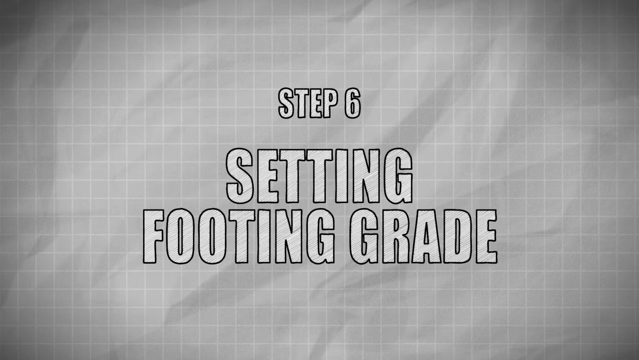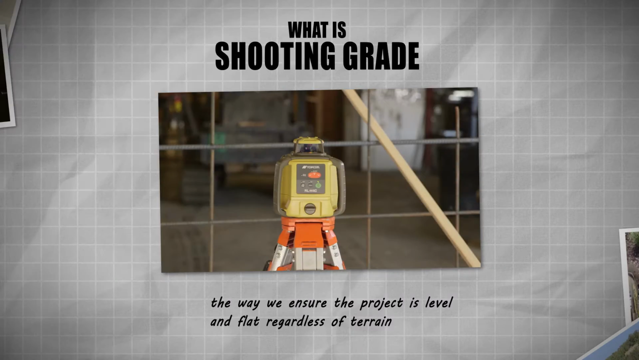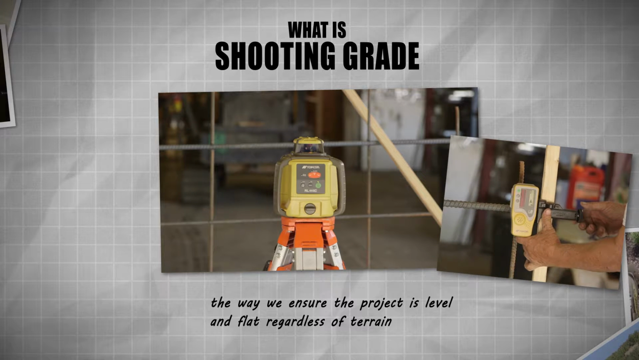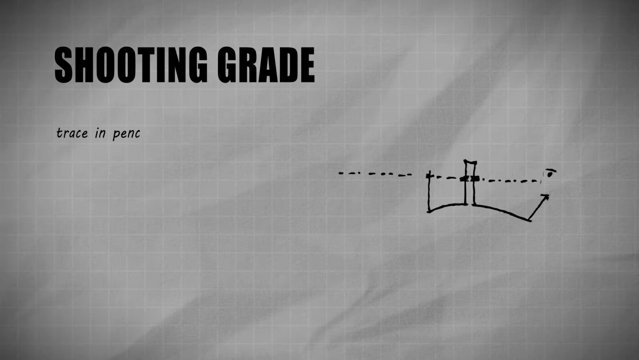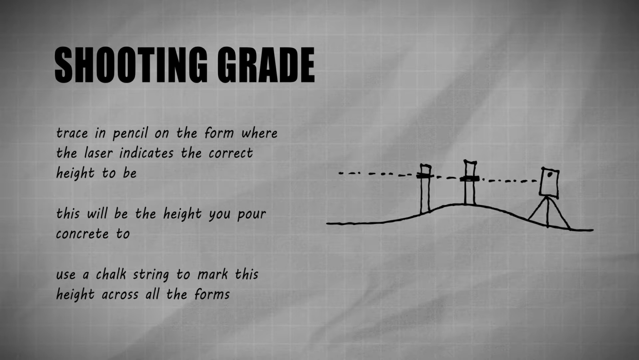Step 6. Setting footing grade. Shooting grade is the way we make a project level and flat, regardless of the terrain. We shoot grade at this stage to ensure a level and even surface on the top of the footings we build. To shoot grade, you will use a rotating laser. Using a receiver, you will be able to tell what is considered level. Using this guide, you'll find the correct final height for the footing.